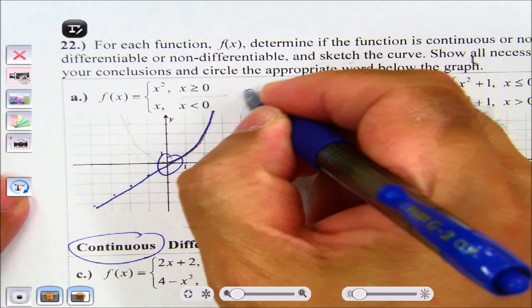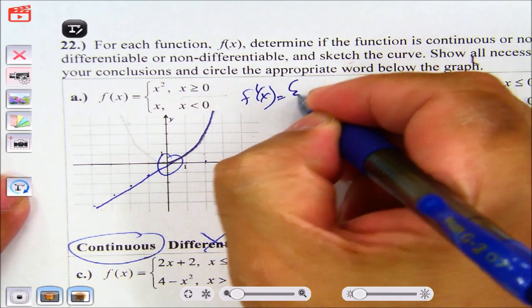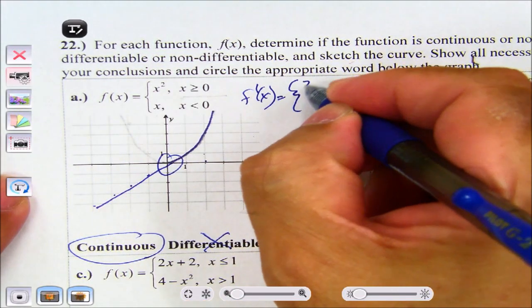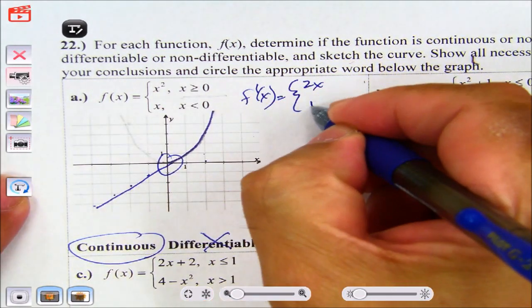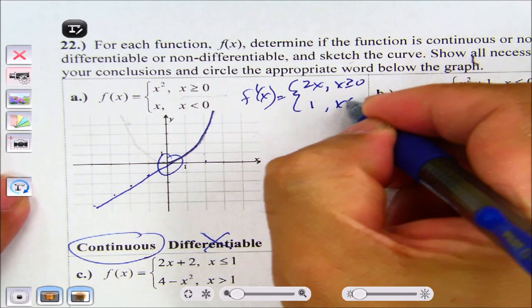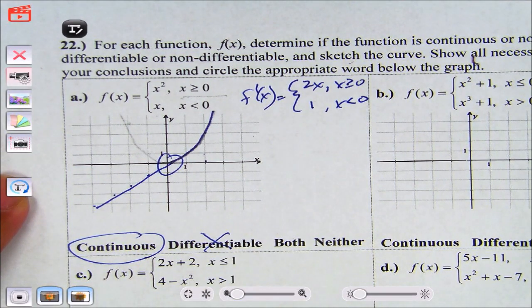What is the derivative of this function? Whenever you have a piecewise function and you take the derivative, you do it separately. So the derivative of x squared is 2x, and the derivative of x is 1. And this is for x greater than or equal to 0, and x less than 0. It's not differentiable at x equals 0.